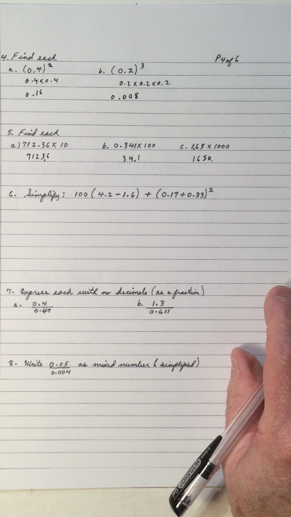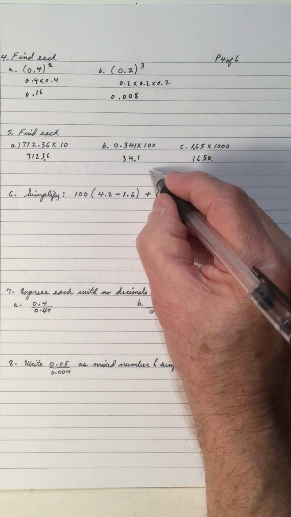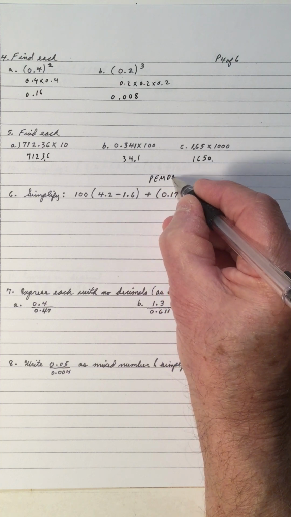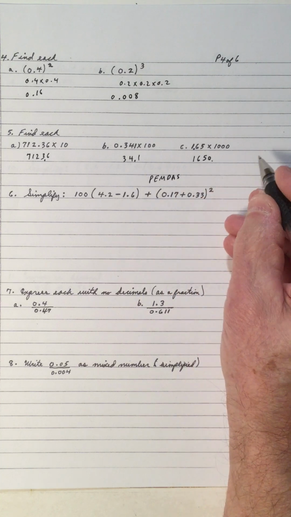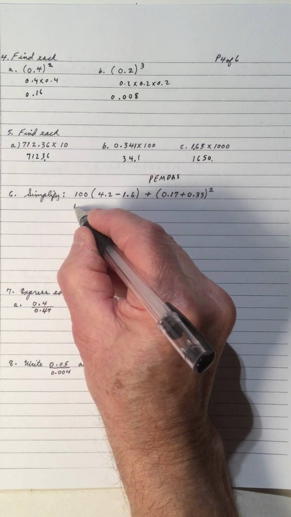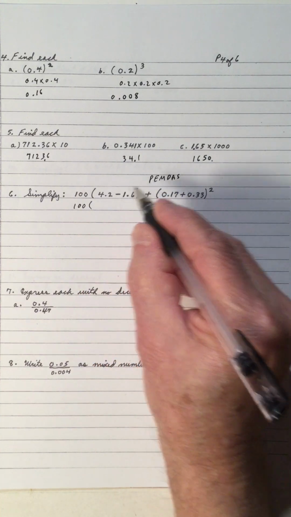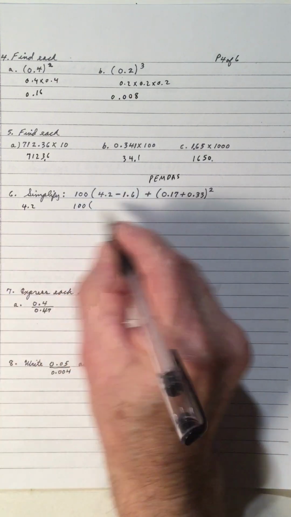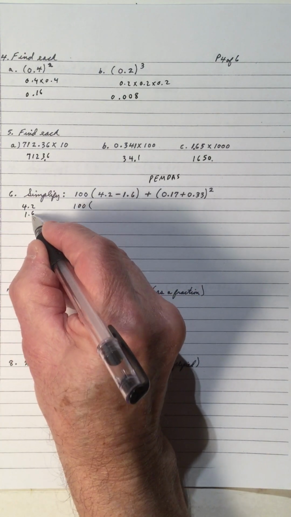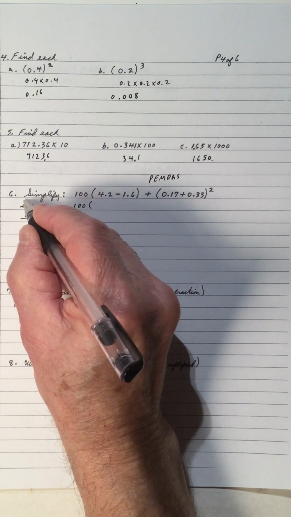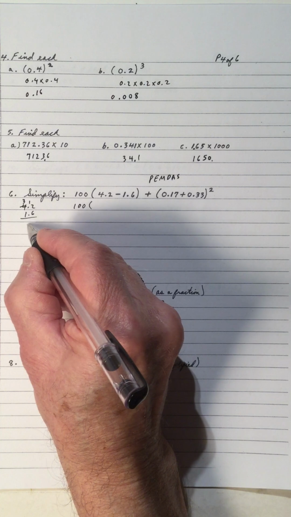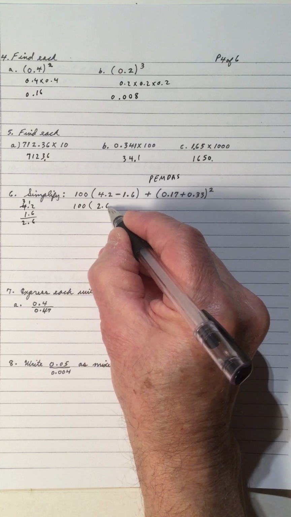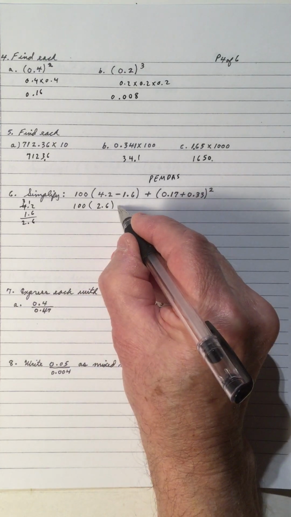Number 6, simplify. And again, we have to do PEMDAS, or BEDMAS. So we have to do inside the brackets first. So 4.2 subtract 1.6, line up the decimals. Can't subtract, so that's a 3 and that's a 12. 12 subtract 6 is 6. 3 subtract 1 is 2. So that's 2.6.